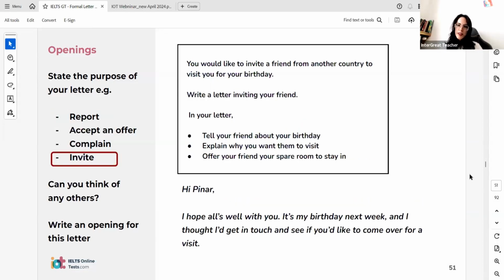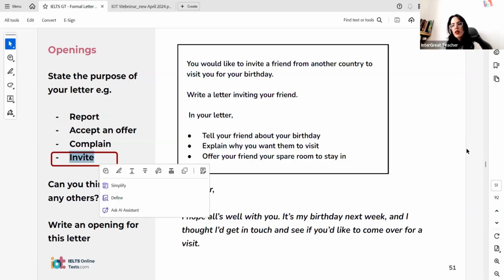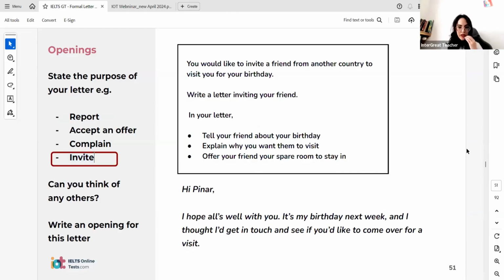Now, we're talking about the purpose. For example, this one, you would like to invite a friend from another country to visit you. Obviously, the purpose is to invite someone, right? So the opening would be this. Hi, Pinar. I hope all's well with you. It's my birthday next week, and I thought I'd get in touch and see if you'd like to come over for a visit. So I'm stating my purpose.